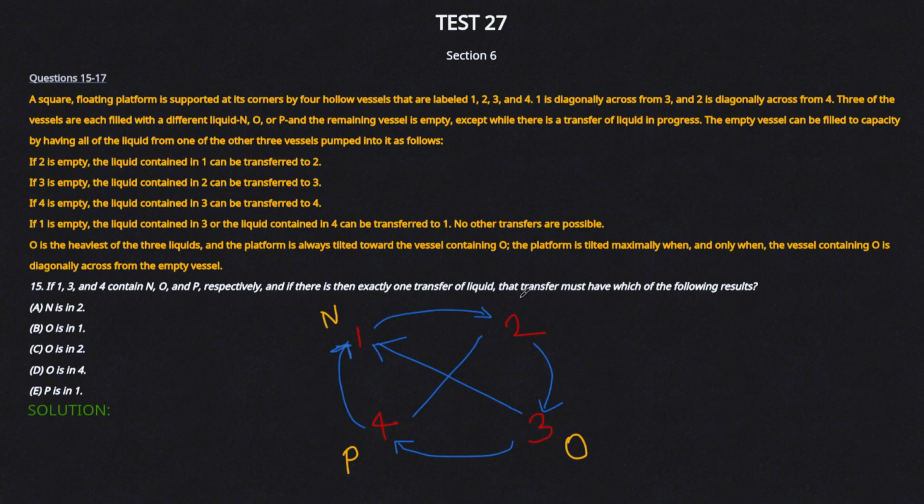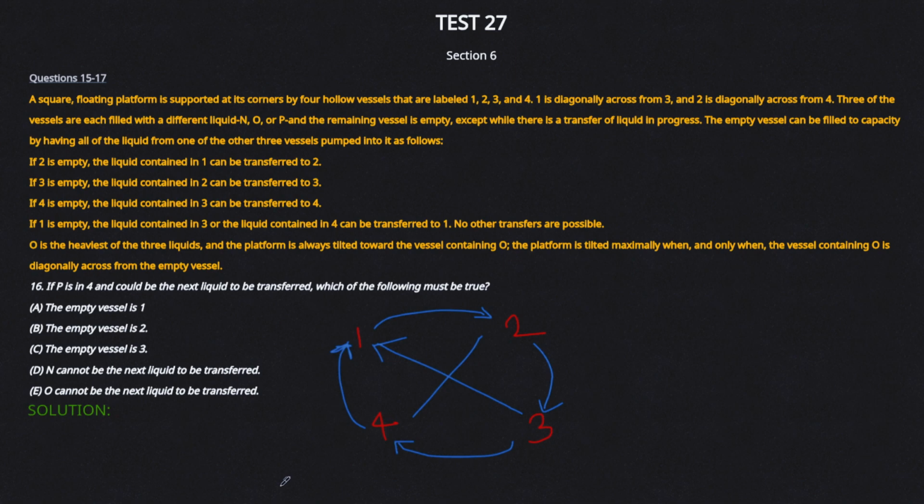So look, 2 is the empty vessel here. And from this premise, we know if 2 is empty, the liquid contained in 1 can be transferred to 2. So N will be transferred to 2, which is option number A. So option A is the right answer. 2 is an empty vessel, and so the liquid of 1 will be transferred to 2. So N will go to 2. On to the next one.